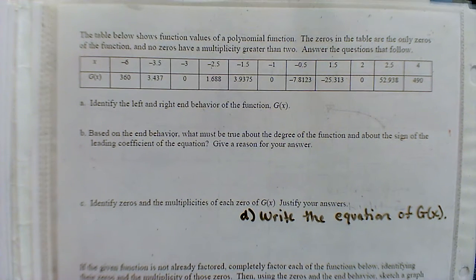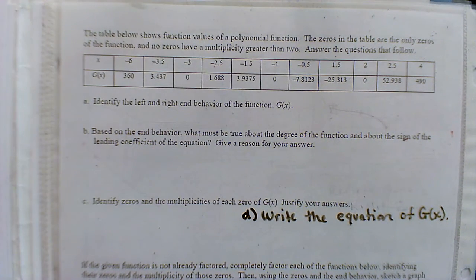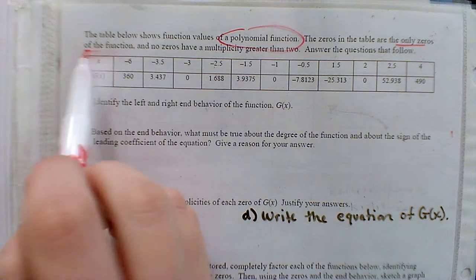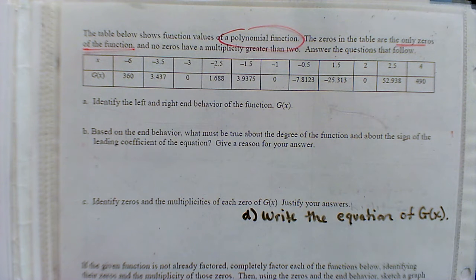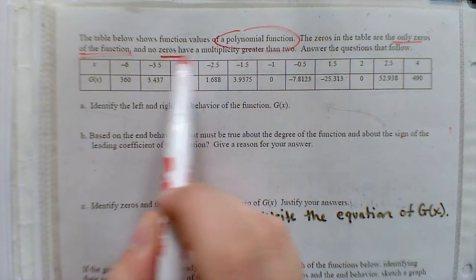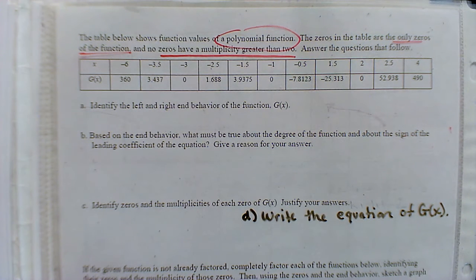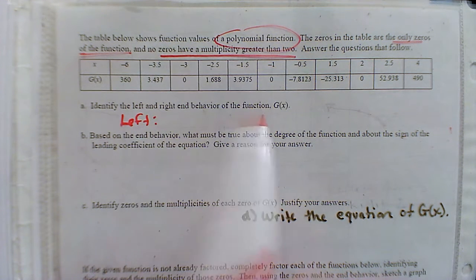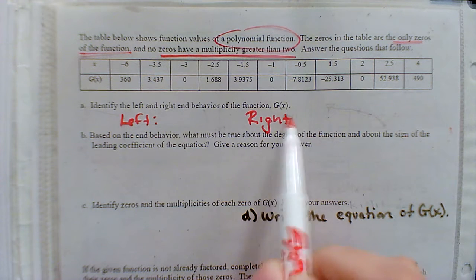So very similar to the one we did yesterday, we have a table of values. They tell us it's a polynomial, so we have this roller coaster type shape. The zeros are the only ones in the function, so there aren't any hidden ones that we need to worry about. And the multiplicities are not greater than 2, so there's no multiplicities of 3 going on. Based off of that information, we're going to try to pick apart some of the characteristics of this polynomial. So let's first start off with the left and right end behavior.